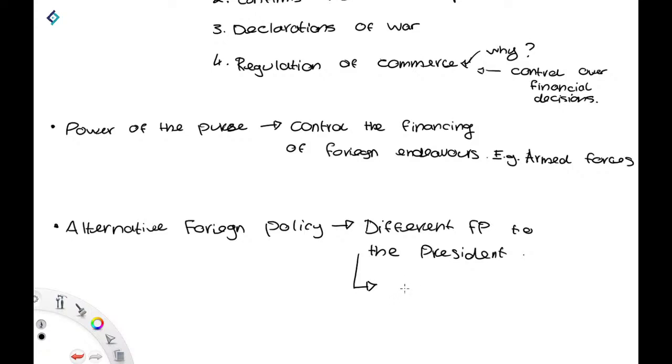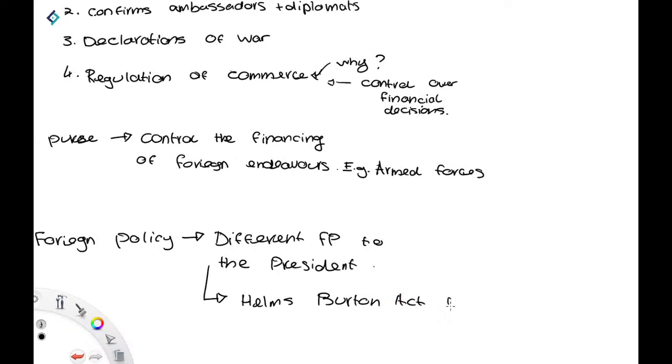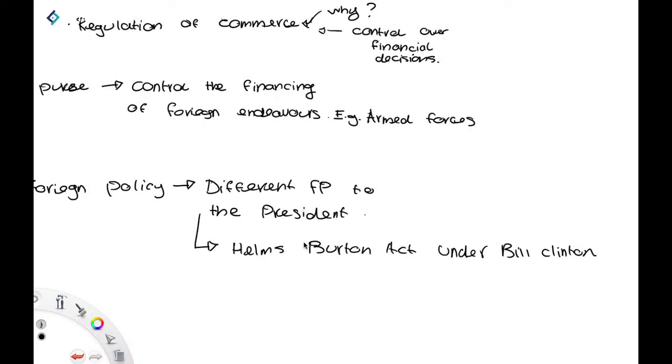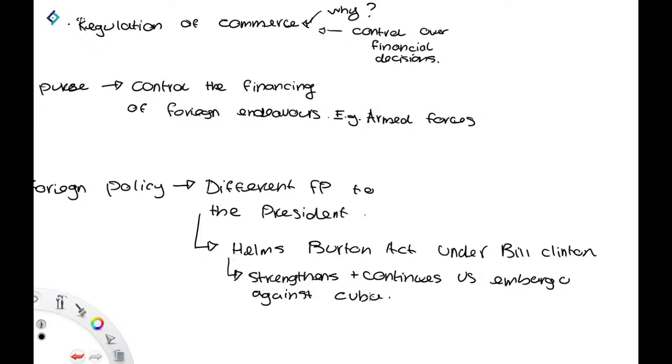Okay, we've got the passing by Congress of the Helms-Burton Act. This was passed under Bill Clinton. What this did was strengthen and continue the U.S. embargo against Cuba. That's all you really need to know about what the Helms-Burton Act did. Now this isn't necessarily directly contradictory to the president's foreign policy decisions, but it's a foreign policy decision that Congress acted on on their own.